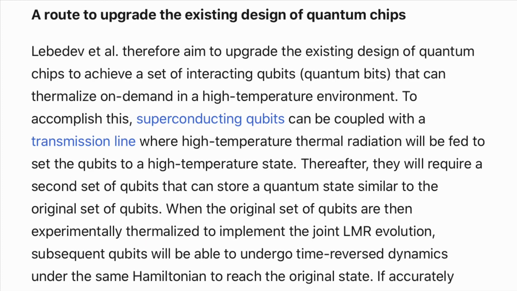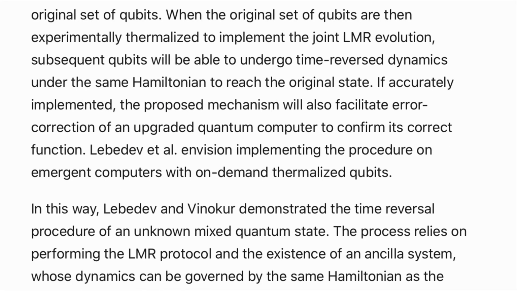Lebedev et al. therefore aim to upgrade the existing design of quantum chips to achieve a set of interacting qubits that can thermalize on demand in a high-temperature environment. To accomplish this, superconducting qubits can be coupled with a transmission line where high-temperature thermal radiation will be fed to set the qubits on a high-temperature state. Thereafter, they will require a second set of qubits that can store a quantum state similar to the original set of qubits. When the original set of qubits are then experimentally thermalized to implement the joint LMR evolution, subsequent qubits will be able to undergo time-reverse dynamics under the same Hamiltonian to reach the original state. If accurately implemented, the proposed mechanism will also facilitate error correction of an upgraded quantum computer to confirm its correct function.